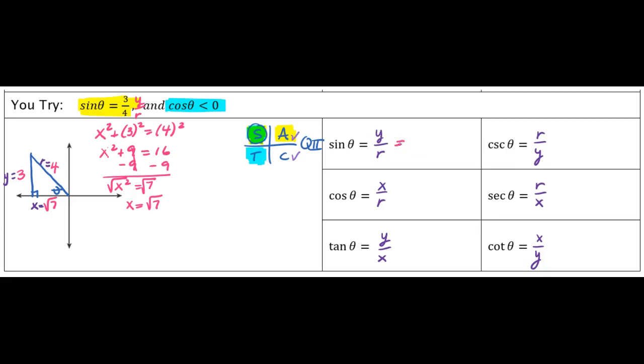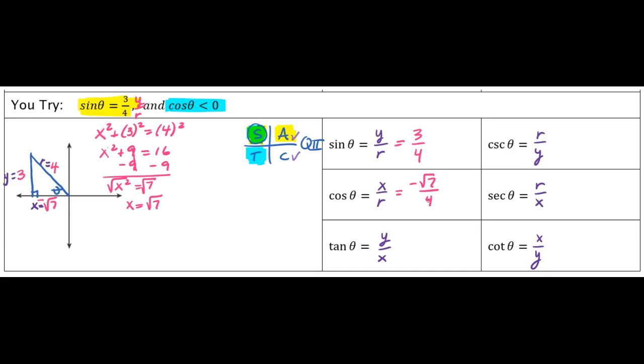So for sine, I would have y over r, so that would be 3 over 4. Okay, so that's my final answer there. For cosine, I need x over r. Oh, and there's one other thing I need to go back and fix. I didn't write down that our x value, even though we got positive square root 7 as our answer, because we're going to the left, I'm going to mark it as a negative. So my x is negative square root 7, and then my r is 4. So that's our final answer for cosine.